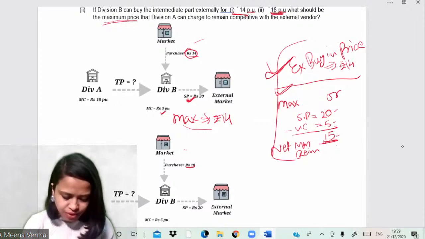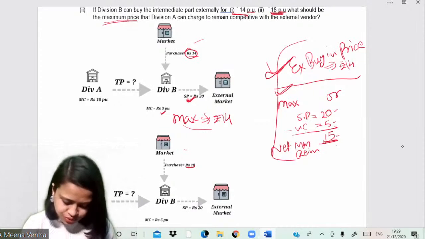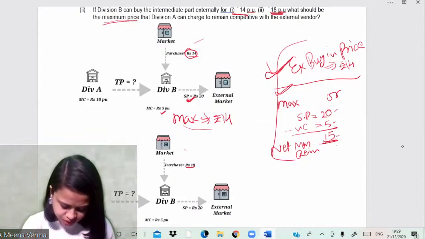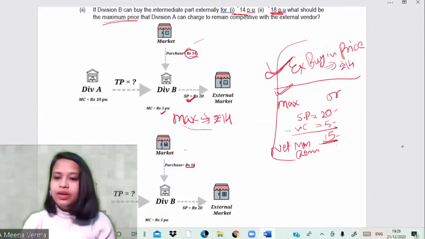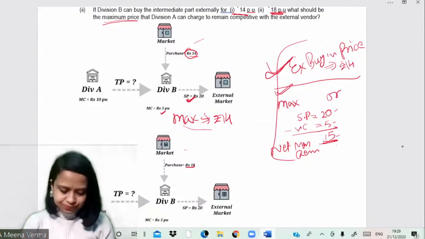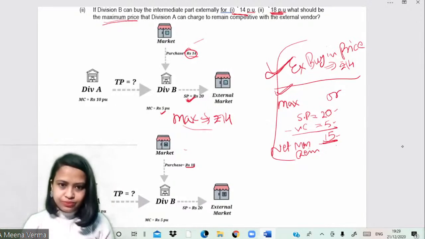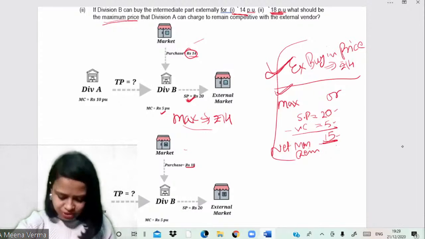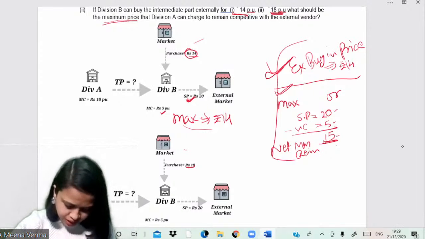I got answers from Raman, Ravi Teja, and Ambika. I'm waiting for other students also to give me the answer quickly. I hope it is clear. I hope the transfer pricing chapter is clear to all of you. I got the answer from Preeti also.